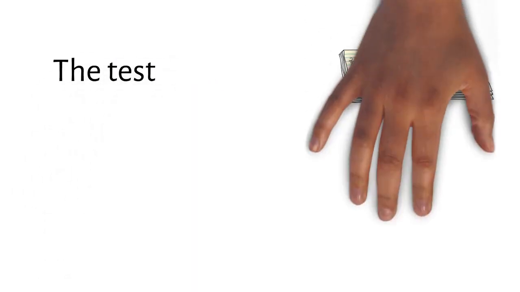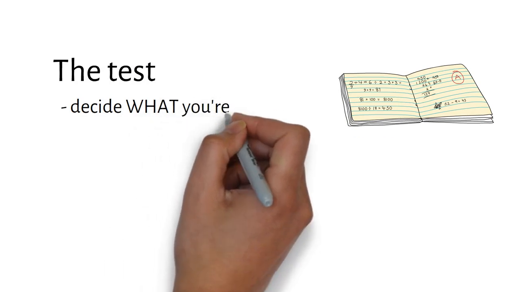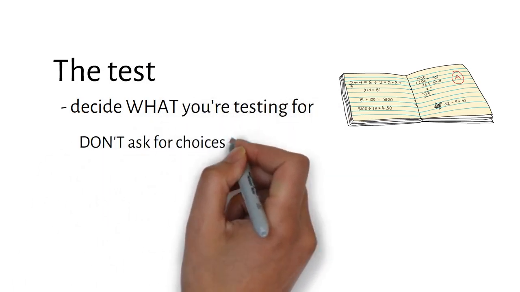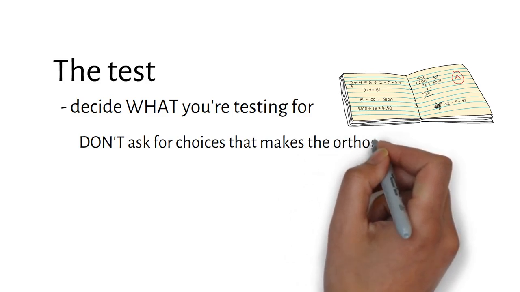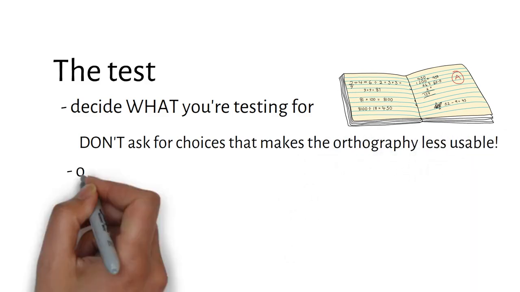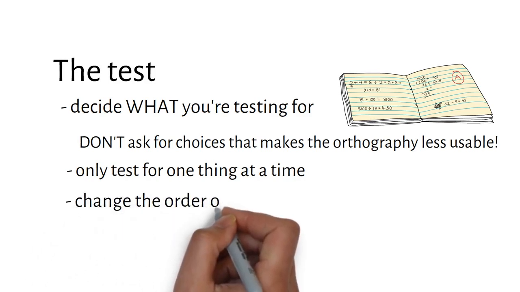Besides the people, what should you keep in mind about the test itself? Decide what you're testing for. Again, we do not want to ask people to choose something that makes the orthography less usable. Only test for one thing at a time. If you have several questions, there can be several different tests, or parts of tests.